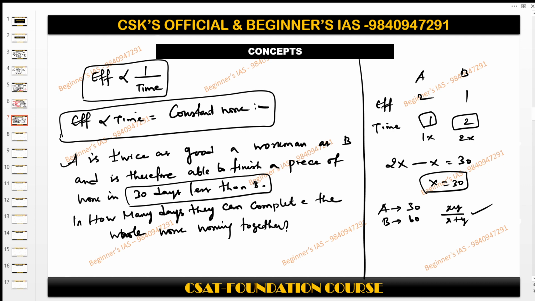You can use the LCM. What is the LCM here? LCM is 60. A's capacity is 2, B's capacity is 1. If A and B are working together, making 3, the total work is 60. So 60 by 3 is equal to 20 days. If they are working together, they will take 20 days to complete the piece of work.